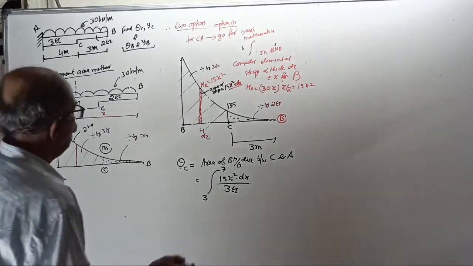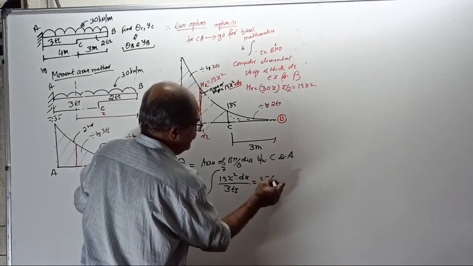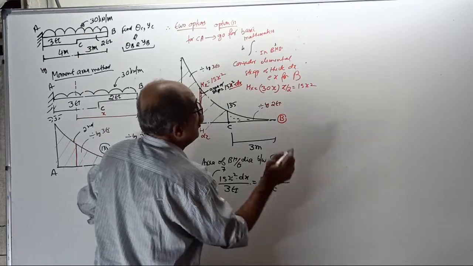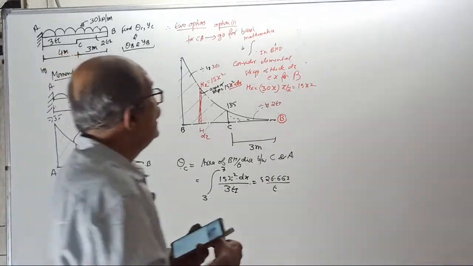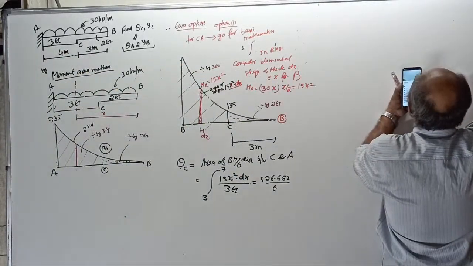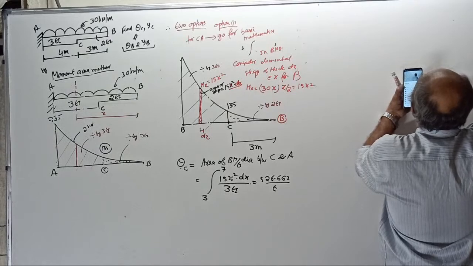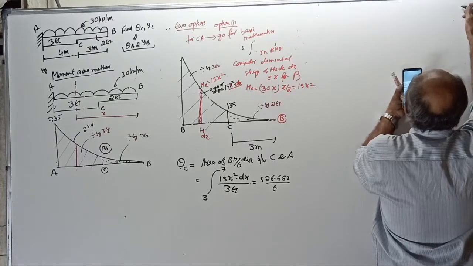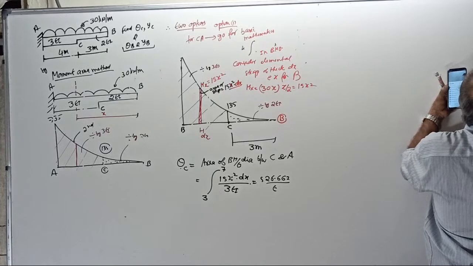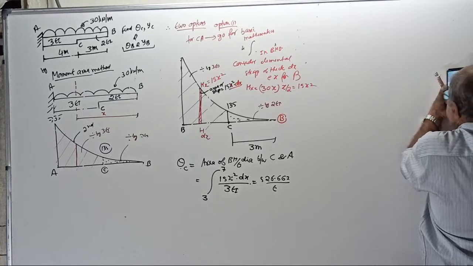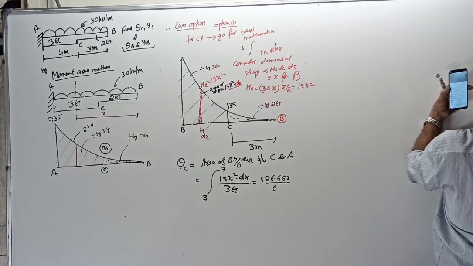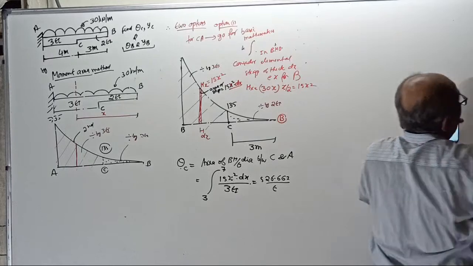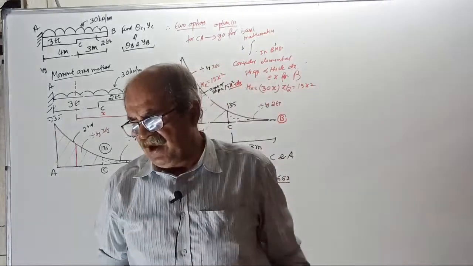526.667. Thank you. 526.667 by EI. Therefore, I will do one thing now. Where I get space, I will write the answer somewhere here. The answer I got is theta C, at this side. You cannot see it. 526.667 by EI. Lastly, I will show it to you. I wrote it there so that I don't need to repeat again and again.